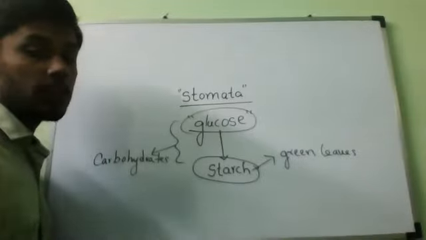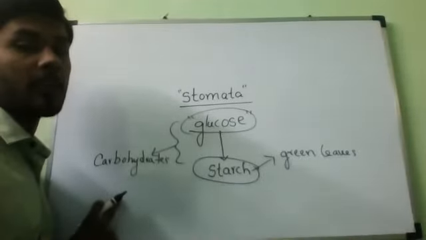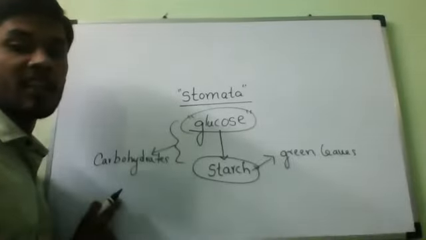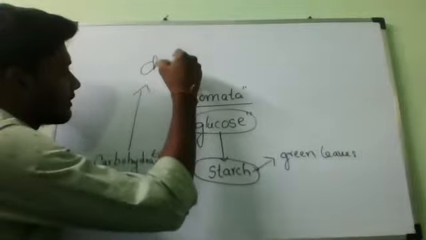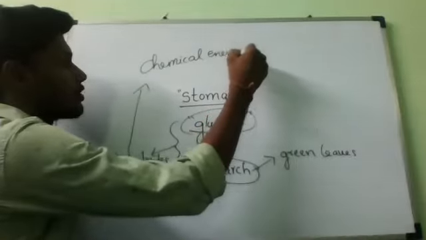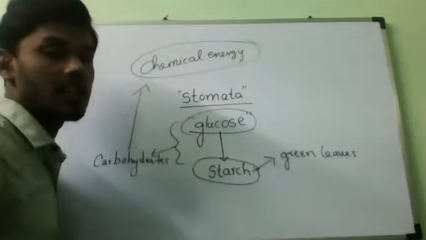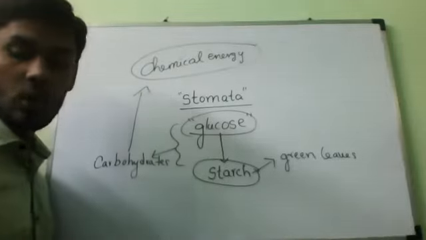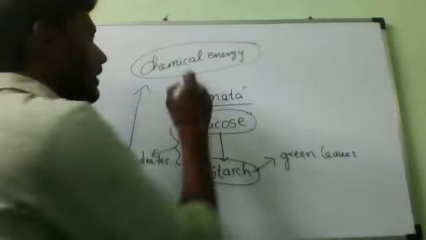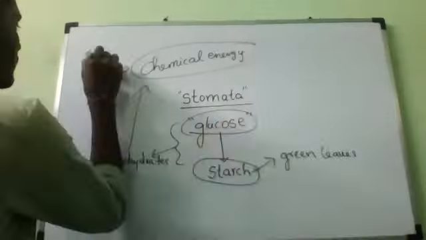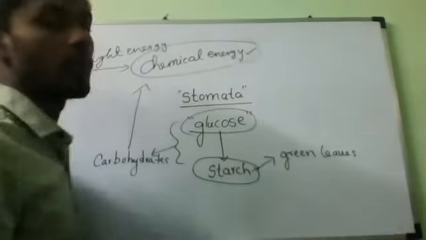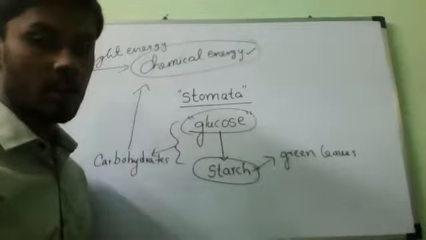These foods like carbohydrates prepared by photosynthesis contain which energy? They contain chemical energy. Every food which we consume contains chemical energy stored in it, prepared by converting light energy to chemical energy. This chemical energy is stored inside the food, and that energy is what we consume.